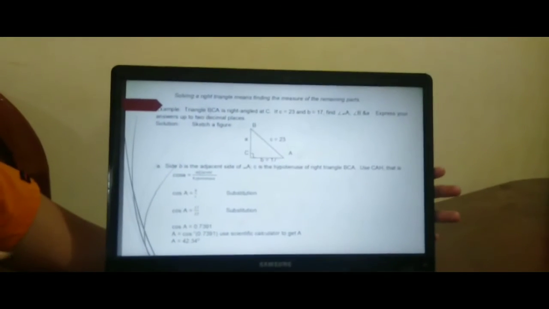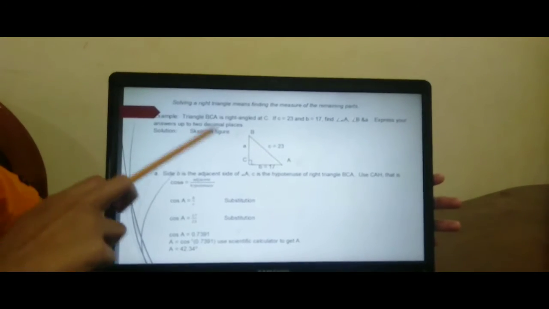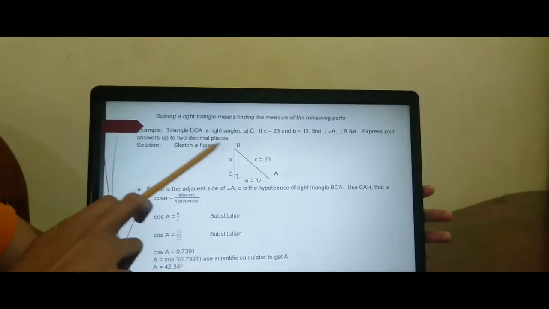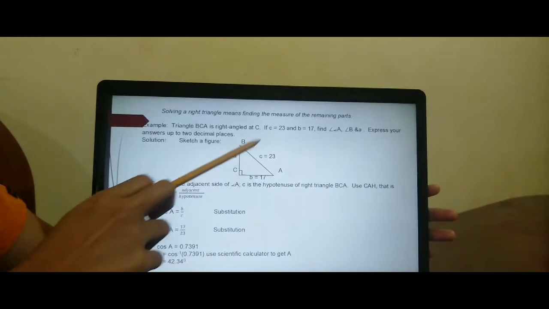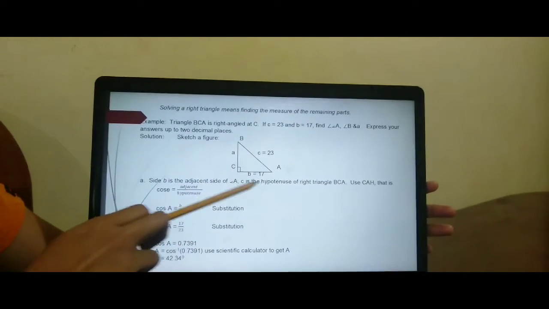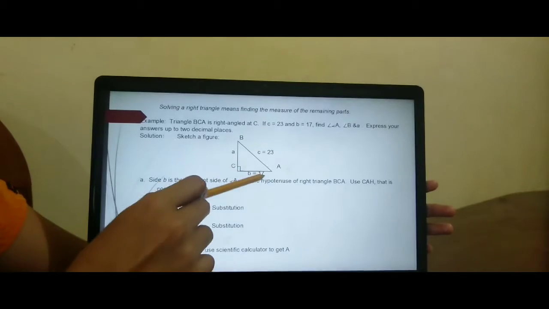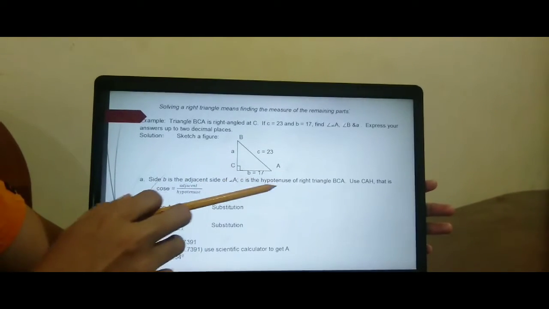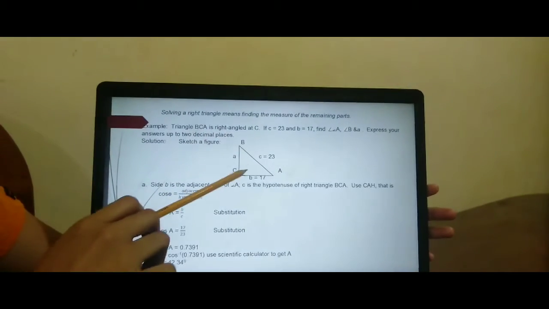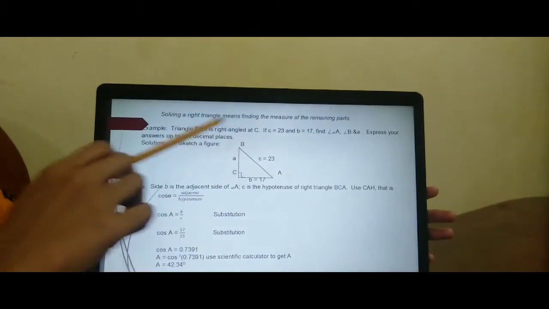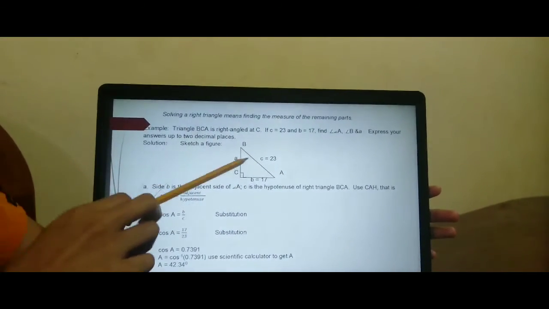Okay, next is solving a right triangle means finding the measure of the remaining parts. So, involve gihapon si right triangle ani. Example, triangle BCA is a right angled at C. This is a 90 degrees. If C is equal to 23 and B is equal to 17, find angle A. Kana siya ang unknown, angle B, and A. So, we have to find all the missing parts in this triangle.